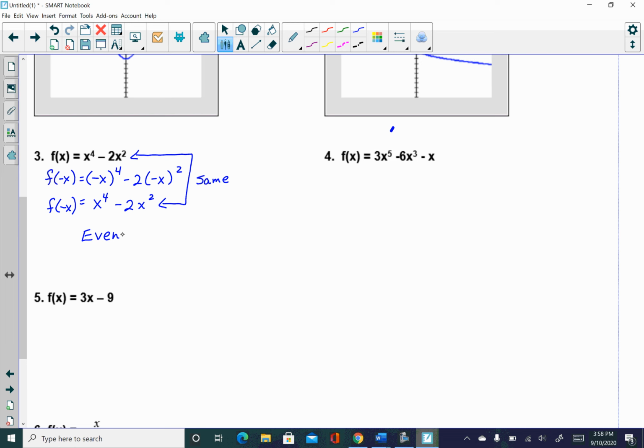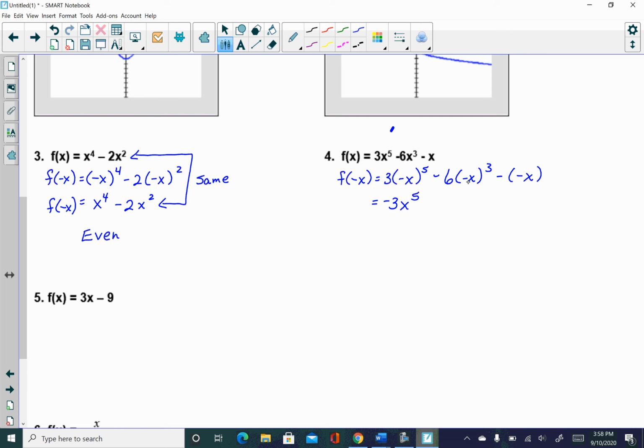Okay. Come over to number 4. Find f of negative x. You're always finding f of negative x. So everywhere we see an x, we're plugging in negative x. Take a negative and raise it to an odd power, it always comes out negative. So then this is going to be negative x to the fifth. So it's going to be negative times a positive 3. So I'm going to have negative 3x to the fifth.